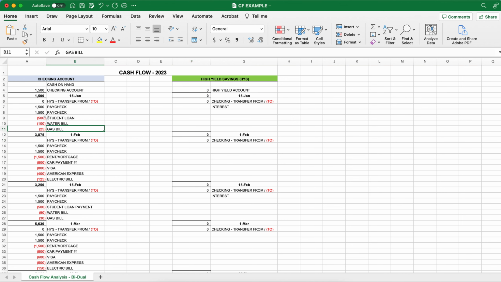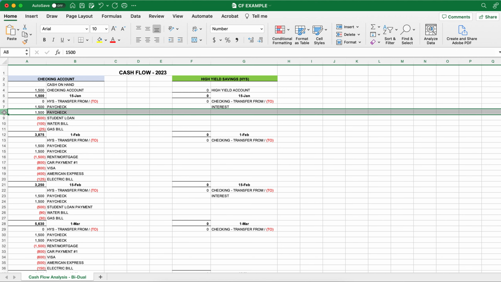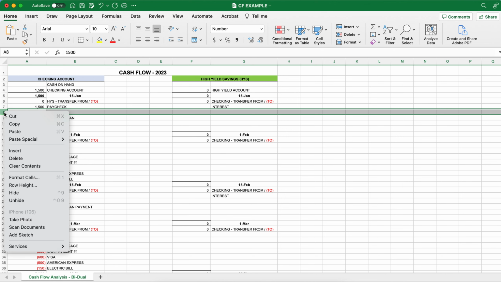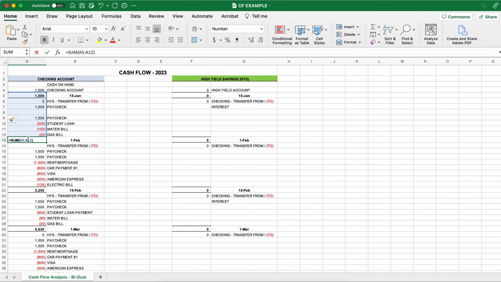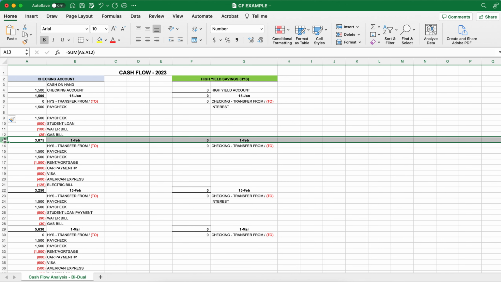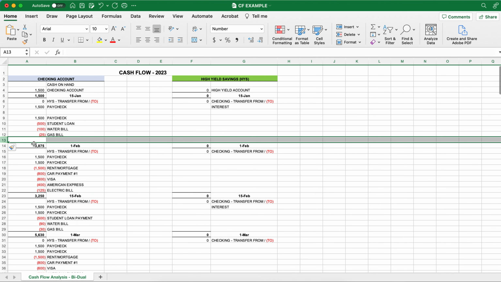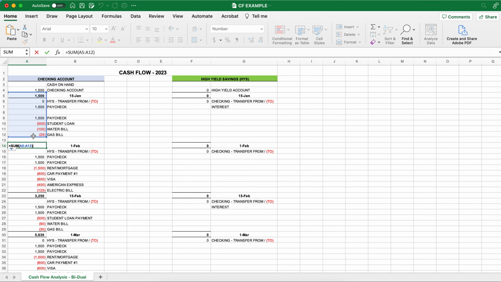Now, note, if you need to add some lines to add more expenses or more income, try to do them in the middle of the period, such as here. So when I do that, I do insert row. This way, you don't have to change the formula. The formula already captures it. If you were to add it right here at the very end and insert row, as you can see, this formula doesn't capture the line you just added. You would have to make sure that you pull that down, okay?